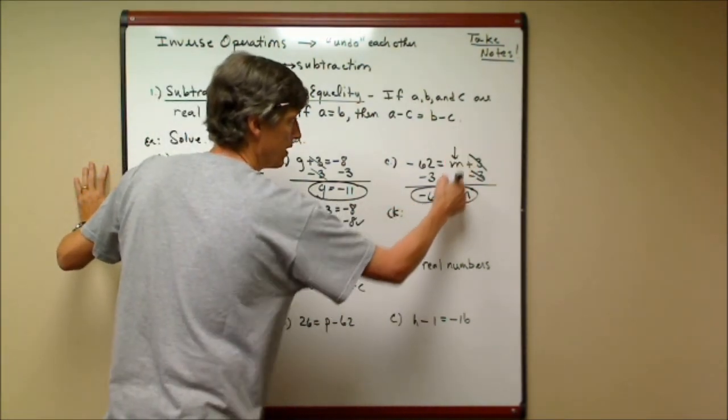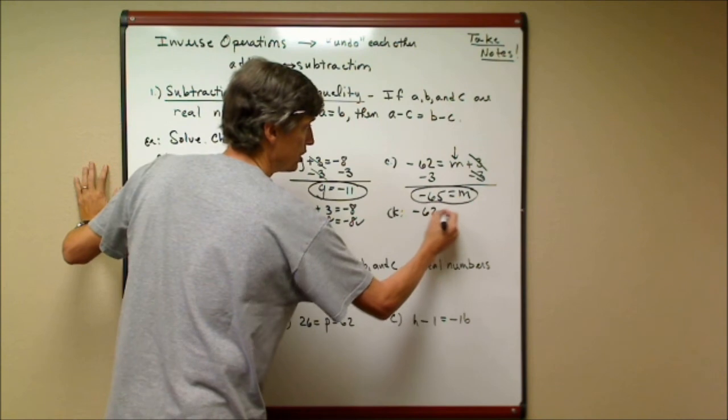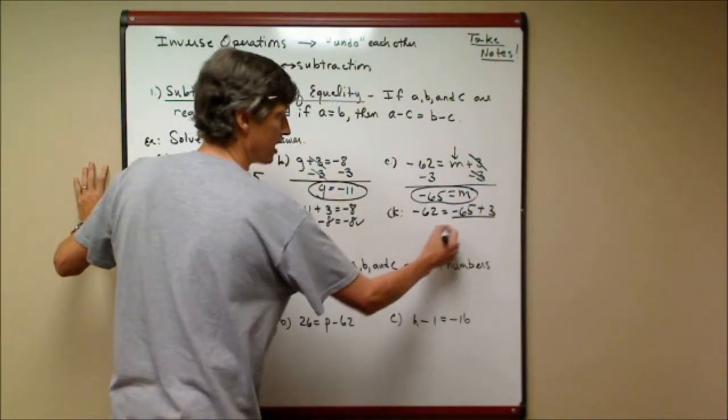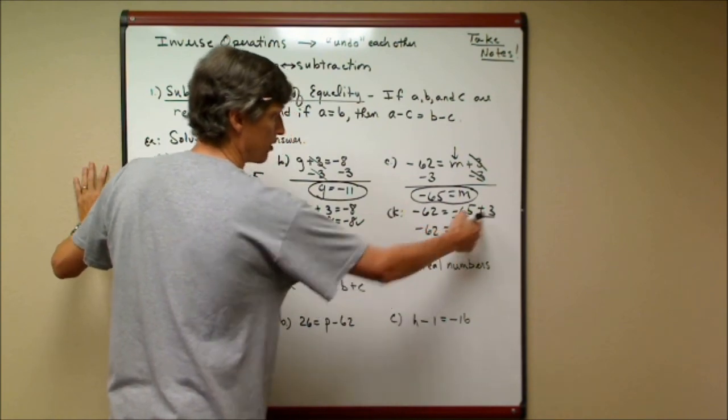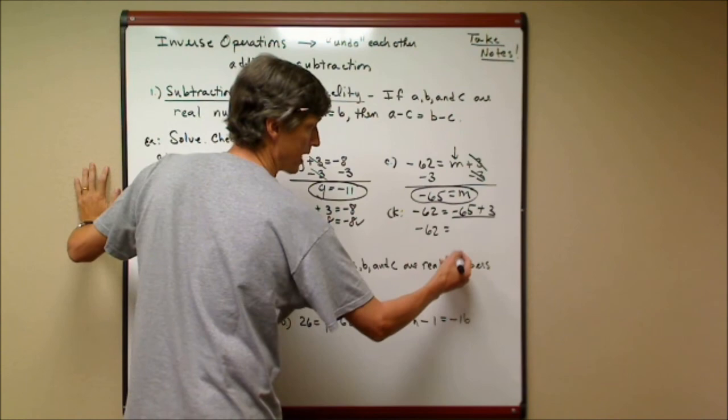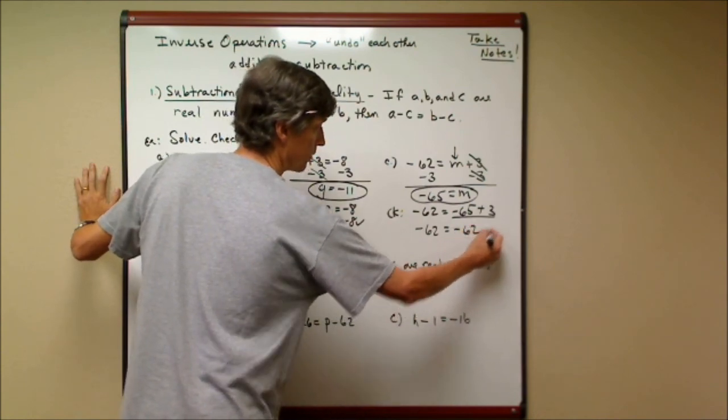-65 right in here for the m, right there. So I get -62 equals -65 plus 3. Well, the left side's already done, simplified, but on the right side, I'm adding a negative and a positive. So again, I treat them like they're positive, subtract, take the sign of the bigger, and you got it. It checks out okay.